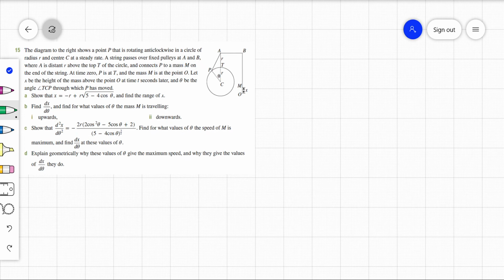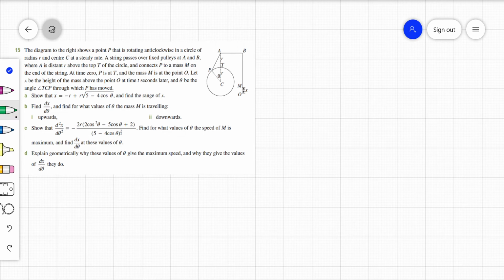So you've got this diagram on the right and you've got this mass hanging down here, and it actually gets pulled up a certain amount from O. So if P starts here at this point where T is, you can see you need more string to get around here. So that extra bit of string has pulled this mass from O up to M. So we really want to find how long that extra bit of string is.